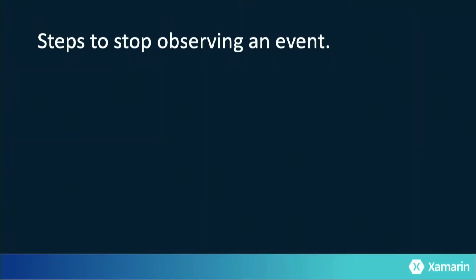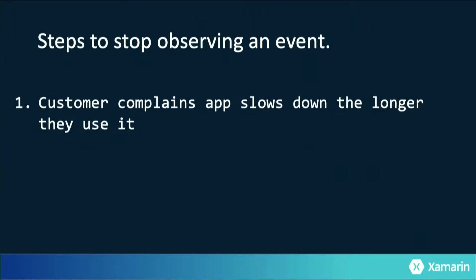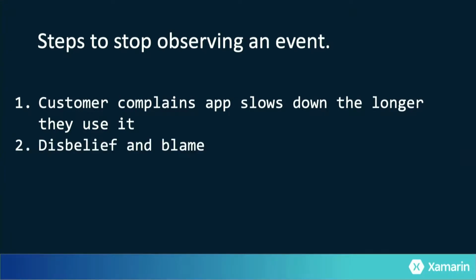So, all right, steps to stop observing an event. So how do you stop observing an event? We've all unobserved from events, right? Like we've all said, hey, I no longer care about when this thing happens. So usually the process of figuring out how to unsubscribe from events starts with the customer complaining that your app is slow, right? So the customer files an issue and says, hey, my app slows down after using it. Why is it, what's going wrong? The more I'm using it, it's not working. So first, you don't believe them.